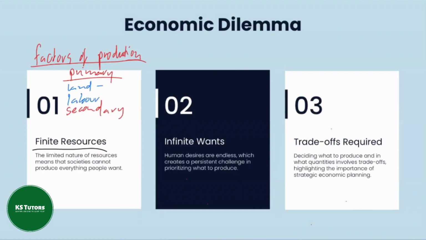So land, sometimes land and minerals, or natural resources. That's your primary factor. Your labor is the human effort that is required to convert these natural resources into something useful, right? Your labor, the human effort that you produce.